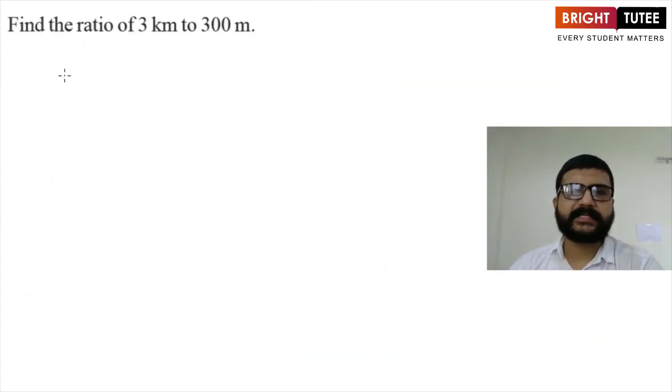Now let's consider this example. The question here is, find the ratio of 3 kilometers to 300 meters. So what we have to do first is convert 3 kilometers to meters. As we know, 1 kilometer is equal to 1000 meters.